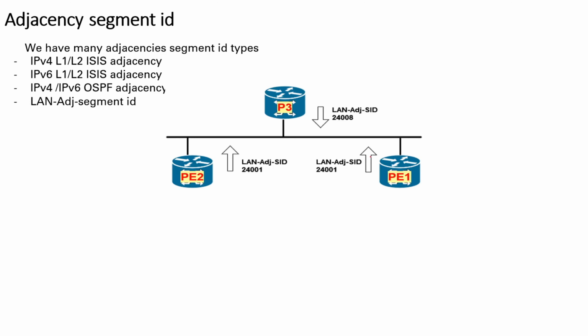So if we see the figure here, under all these, P3, P2 and P1 are connected in the local LAN. So they will assign the adjacency SID for that particular neighborship within this local area network.